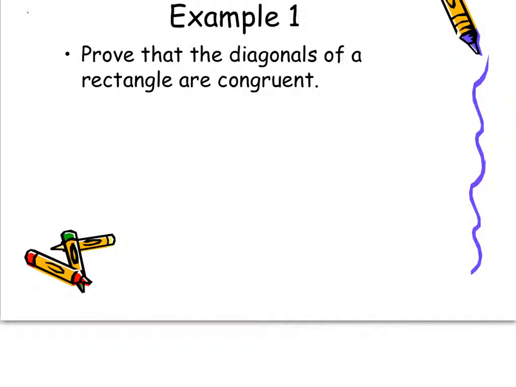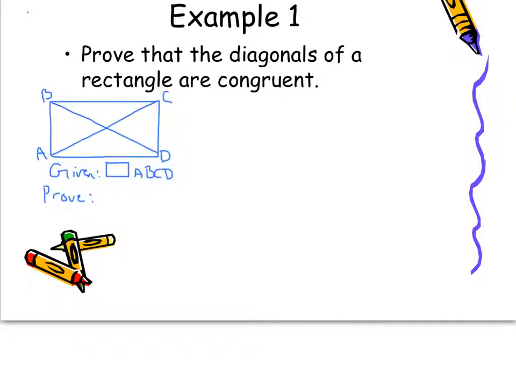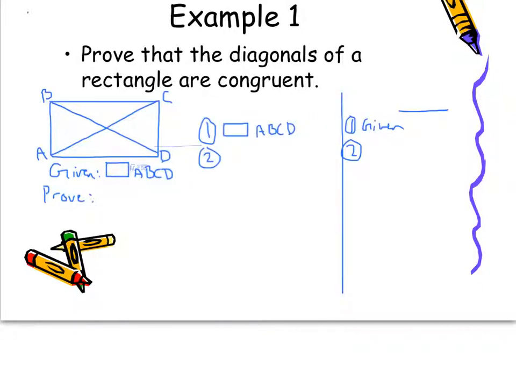So why don't we draw out a rectangle first? So our given is rectangle ABCD. That's what we're told, it's a rectangle. But what we're trying to prove is that AC is congruent to BD. There we go. And now we can get going on our proof. Let's try to get a game plan here. I want to prove that my 2 diagonals are congruent.